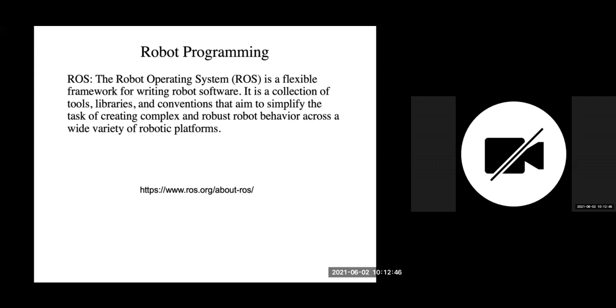One of the most popular ones is called the Robot Operating System, which people call ROS. It is a flexible framework for writing robotic software, so it's a very good one for you to learn if you're interested in this area. It is actually a collection of tools, libraries, and conventions that aim to simplify the task of creating complex robot behavior across different types of platforms. The nice thing about ROS is it supports a variety of robotic platforms, not just one.